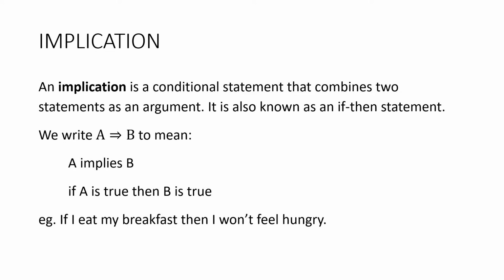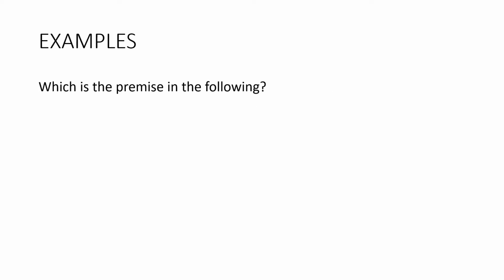Here's an example. If I eat my breakfast, then I won't feel hungry. Remember I said it's like an argument? This first part here is the premise or condition, and this last part here is the conclusion or the outcome. So which is the premise in the following? Because English can be a tricky language. Remember, we can switch things around, so you can't just memorize it as the first part of the sentence.